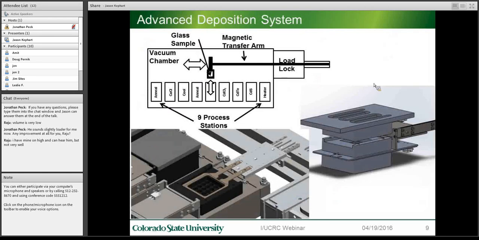Going into more detail on the advanced deposition system, you see a schematic here of this automated transfer arm. When a piece of glass is put into the load block and introduced into the chamber, it can be put into any source in any sequence, but typically we preheat the sample, deposit cadmium sulfide, cadmium telluride, perform the cadmium chloride process, allow the device to cool somewhat, and dope the back surface with copper.